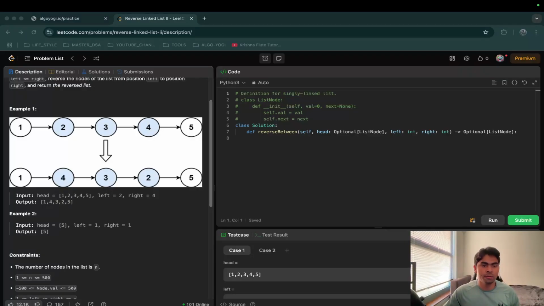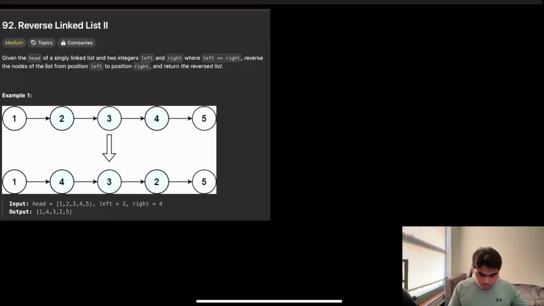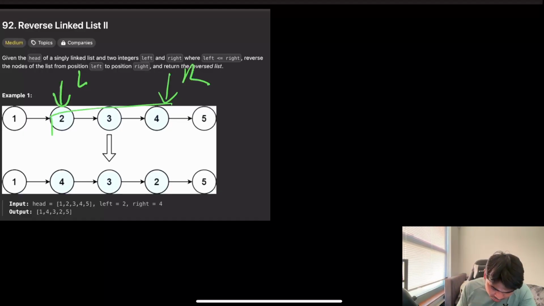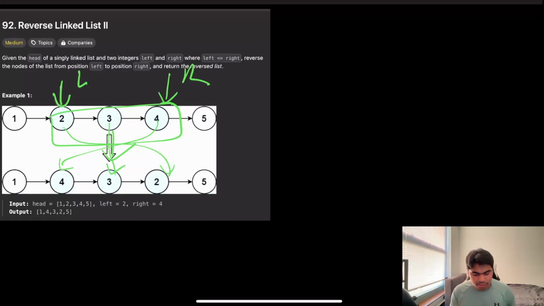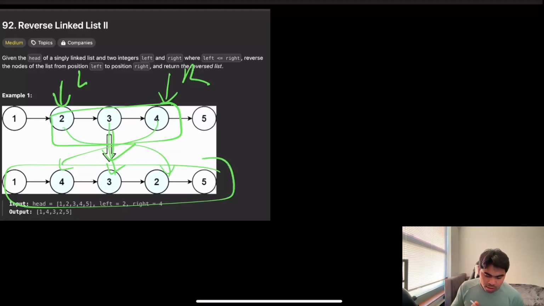So let's see how we're going to approach it. This is my left and this is my right, and if you see, this part of the list has been reversed. 4 came over here, 2 is over here, 3 remains over there, and this is what we need to return.